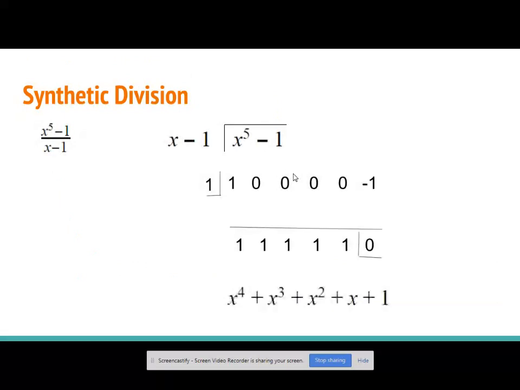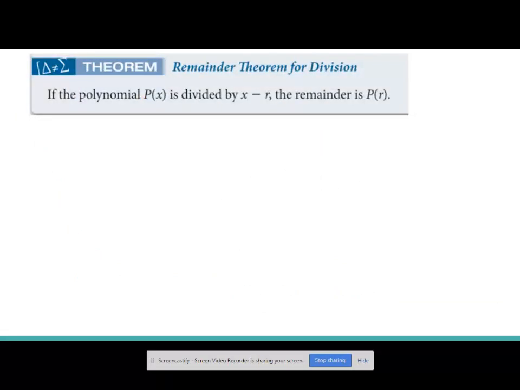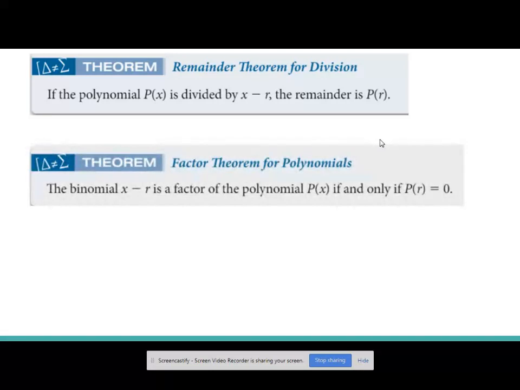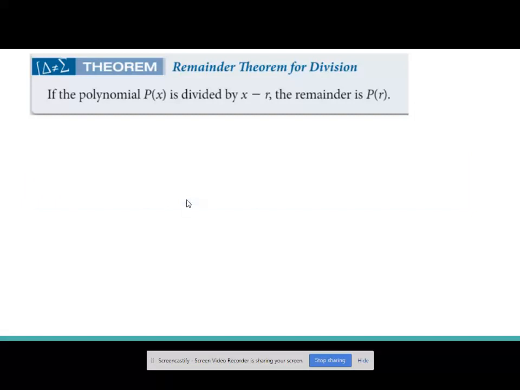And so that's what that first remainder theorem for division says: if you plug the number you're dividing by into the original polynomial, you get the remainder. If that remainder is 0, that means that x minus r is a factor of the original polynomial. And that's going to be really useful. If we plug this number into the function and get 0 out, we know that x minus r is a factor of that original function.